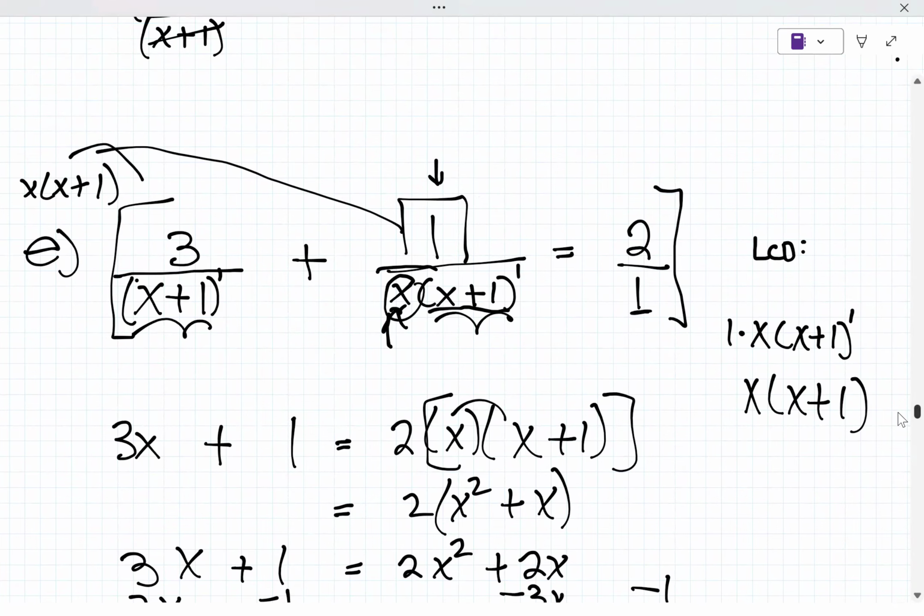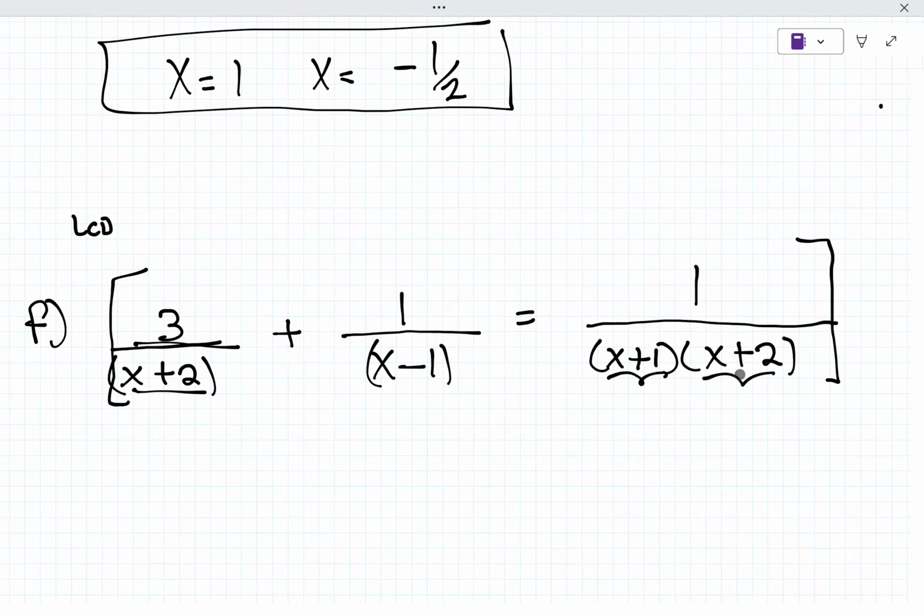Letter F. So we have three sides. Let's multiply all three sides by the LCD. What is my LCD? So we have an x plus 2, this is like one term. We have an x minus 1, that's one term. And then you have an x plus 1, that's one term. And then you have an x plus 2, that's another term.